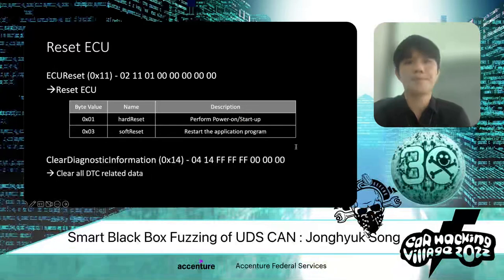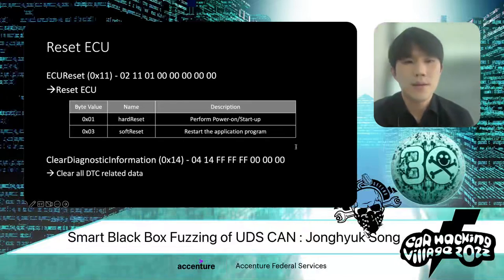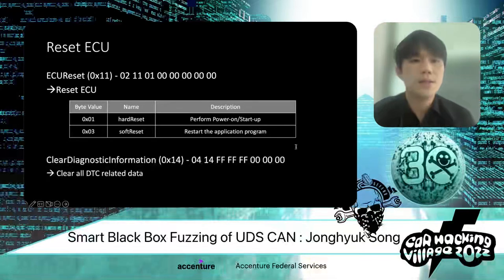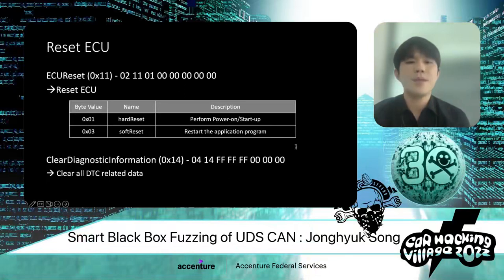Then how to reset? We can use two UDS services, ECUReset and ClearDiagnosticInformation. First, ECUReset service can do reset issue. If sub function value is 1, hard reset is performed. Hard reset is performing power on or start up the target issue. And if sub function value is 3, soft reset is performed. Soft reset is just a restart of the application program. So in my experience, I recommend hard reset. But sometimes soft reset also works.